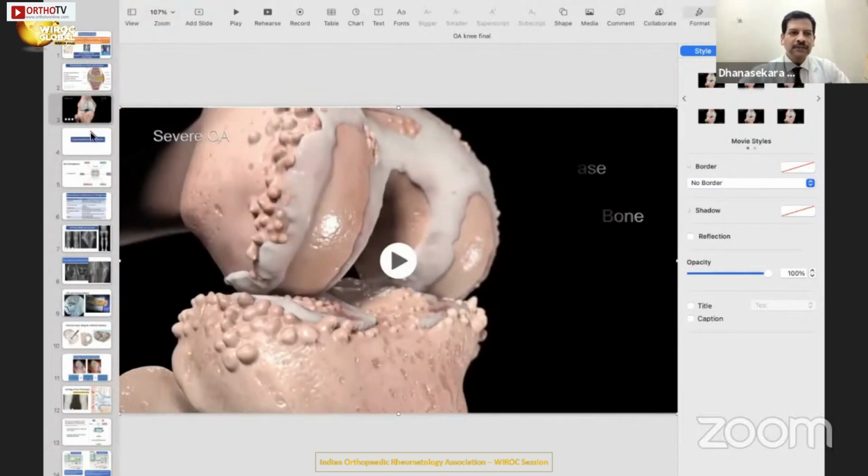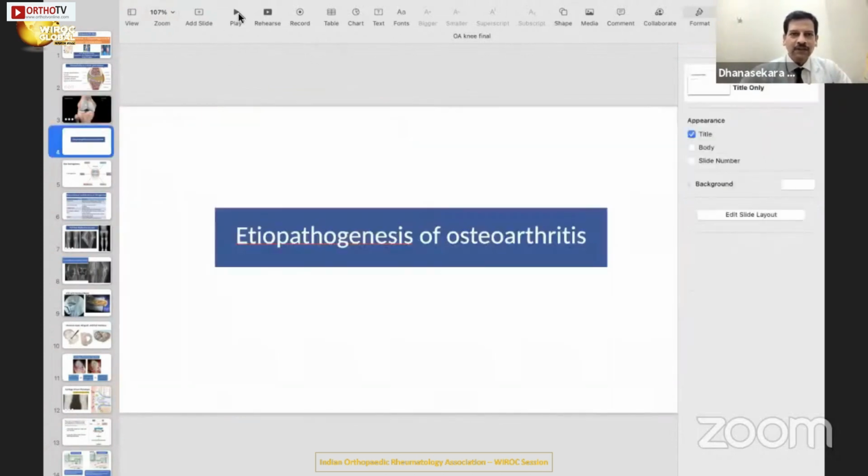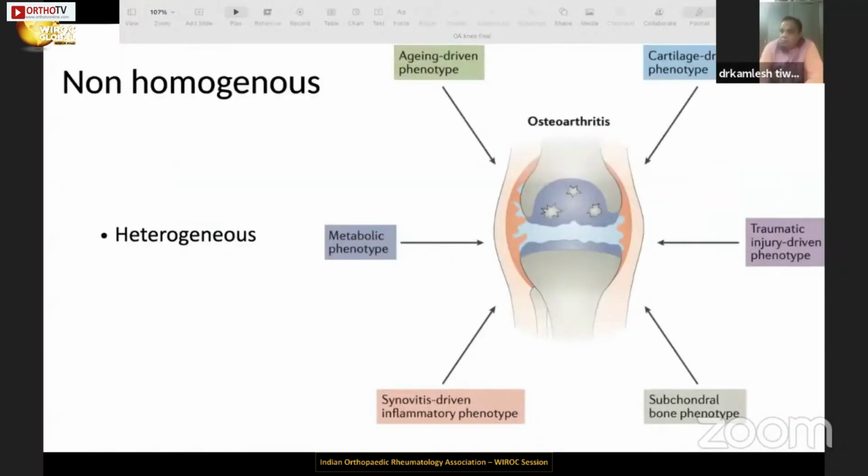Osteophytes form. So if you look at the etiology, there are various phenotypes which cause osteoarthritis, not just cartilage breakdown. It's a heterogeneous etiology. There is the age-driven phenotype, cartilage-driven phenotype, metabolic phenotype, synovitis-driven phenotype, subchondral bone phenotype, and trauma-driven phenotype.